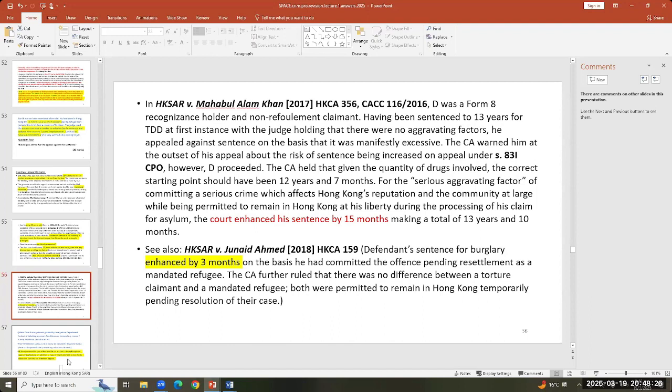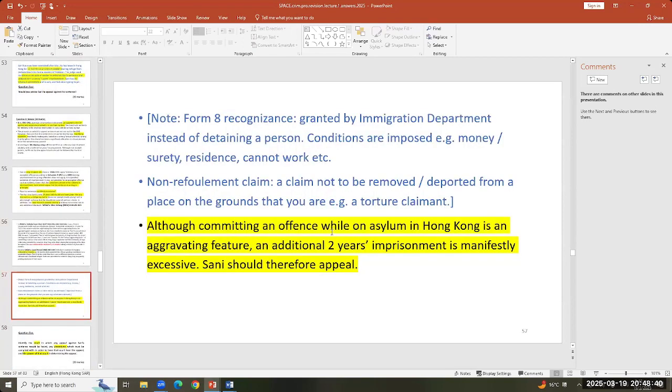But we've gone from 5 years to 7 years, which is almost half of the sentence again. So based on these cases, it would seem that the enhancement is manifestly excessive. Here I've just summarized for you in the blue what we mean by a Form 8 recognizance holder or a non-refoulement claimant. So an additional 2 years appears to be manifestly excessive. So yes, he should appeal his sentence.